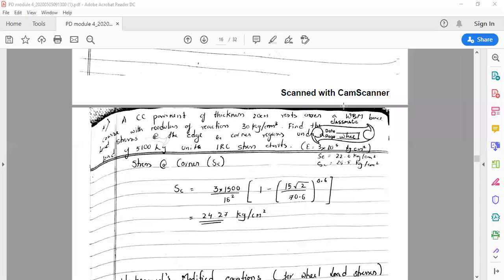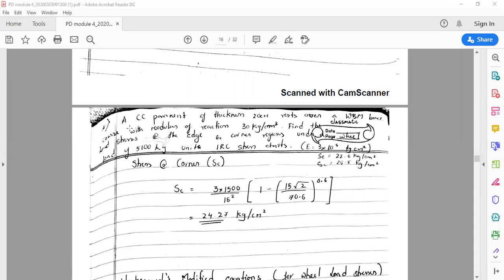The other way is we can use certain charts from IRC 37 and we can calculate the edge load stress as well as corner load stress. Okay, so only two stresses can be calculated through design charts. One is through edge and another is through corner. There is no chart available for finding out interior stress. So this you need to remember.